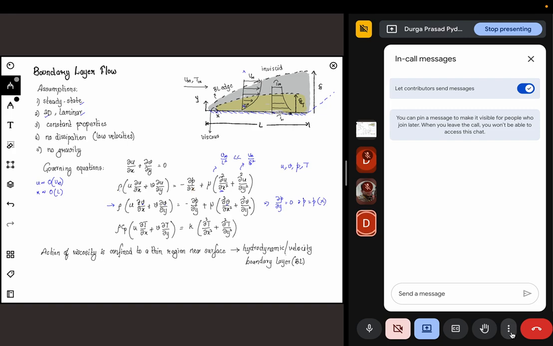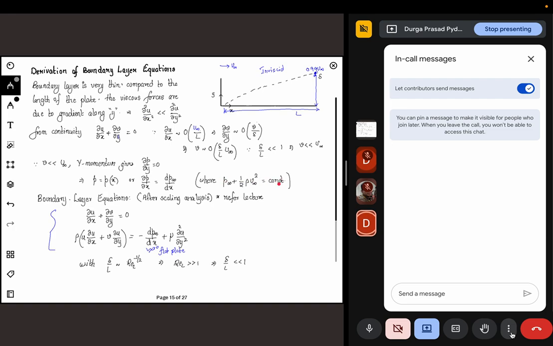From his observation, he found that there are two distinct regions: one region where the viscous stresses are very large, and another region where viscous stresses are not there at all. When there are no viscous effects, we can apply the Bernoulli equation. So from the Bernoulli equation, he said that p plus half rho u square equals constant, which we already knew before even the boundary layer theory came.